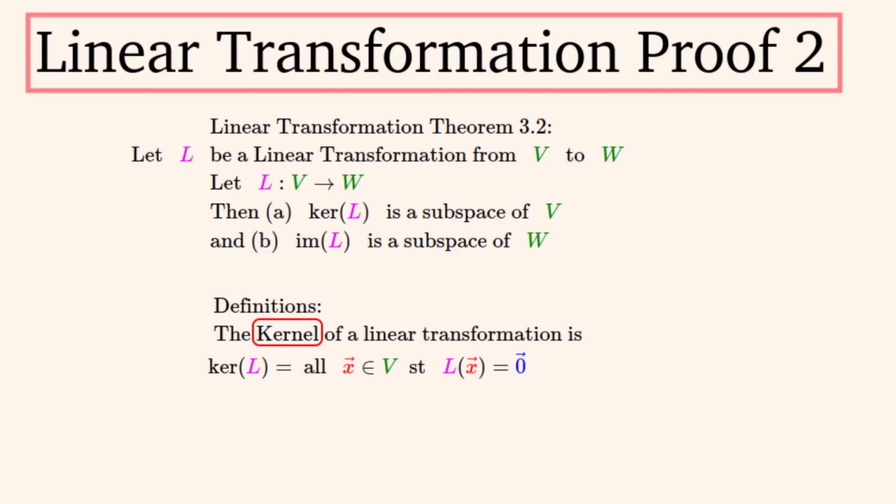This is what a kernel is. It's the set of all vectors in the domain that the linear transformation maps to zero. It can range from only the zero vector to being the whole domain. It is also called the null space.